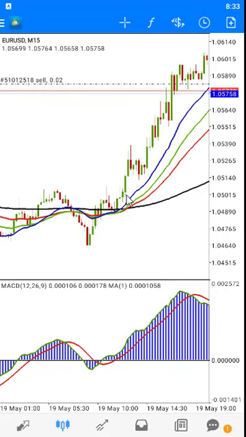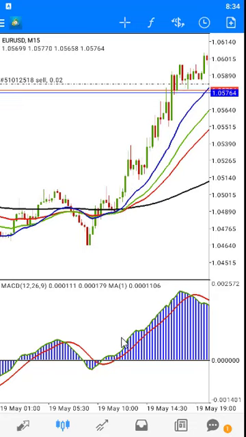Why? The green candlestick is above the 20 period moving average. The blue one is above our green moving average. This green one, which is 34 period, is also above our 50 period moving average. The red one is also above the 200 period moving average. So at this point, it indicates that the trend, or the market, is about to go in the upward direction.